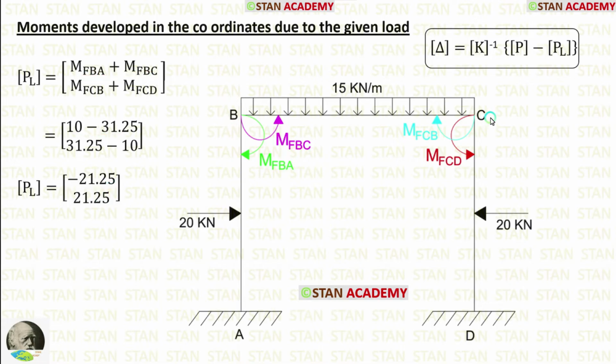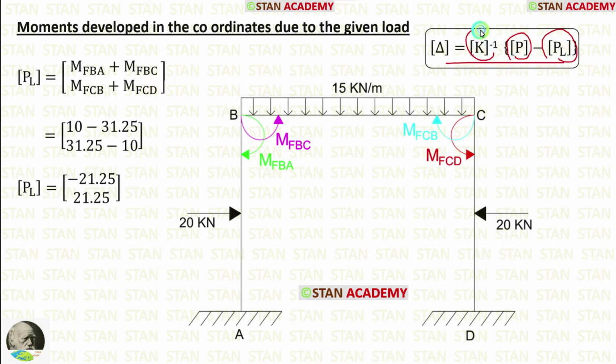Our second coordinate is in the point C. In the point C, we have found two fixed end moments, M of CB and M of CD. We have to add both of them. After adding, we are getting 21.25. In this formula, we have found PL matrix and the P matrix.